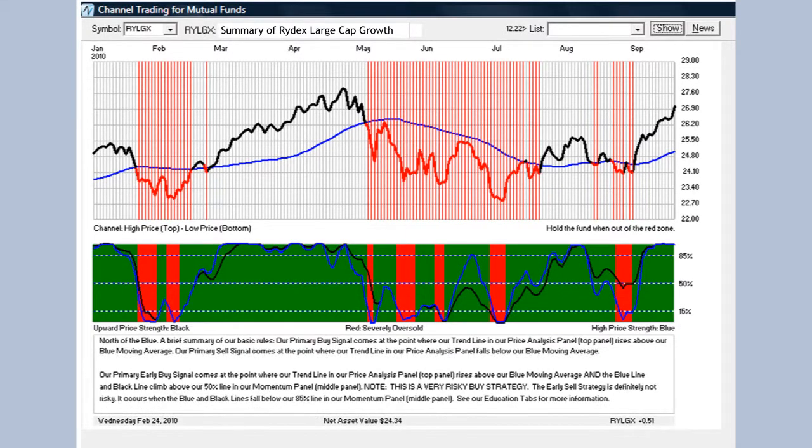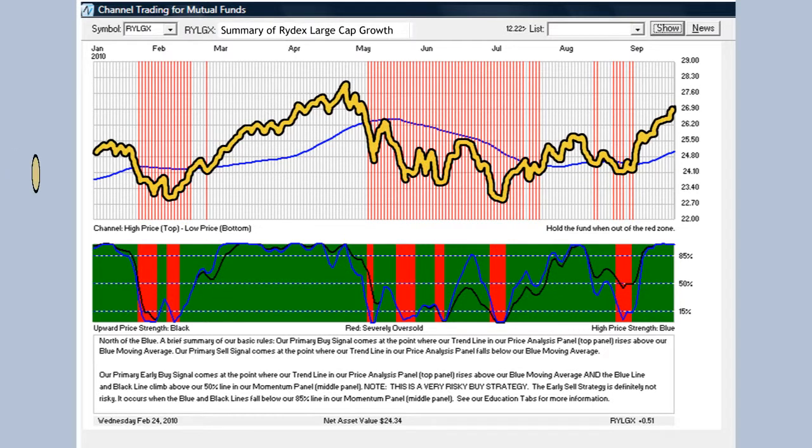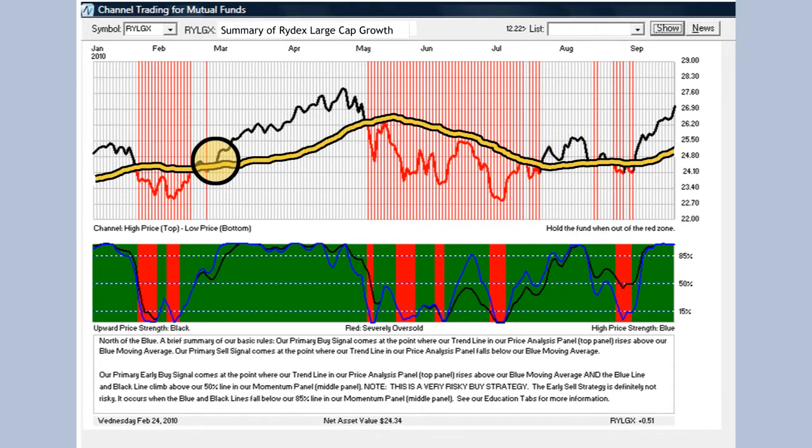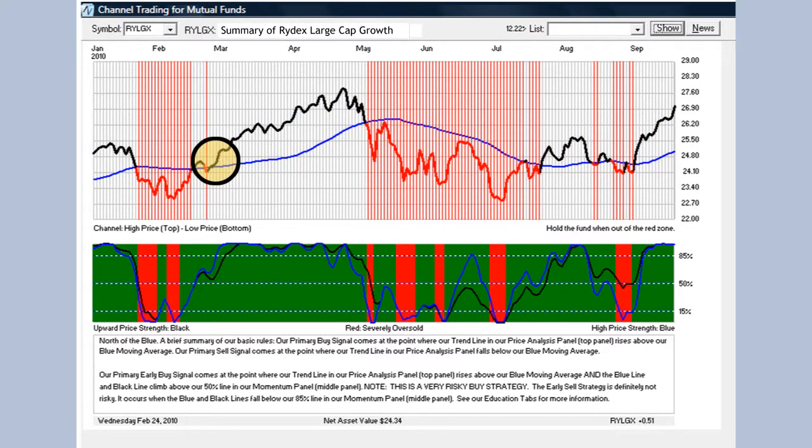Looking at the RIDEX Large Cap Growth Fund, we find the black price line has crossed the blue moving average line in an upward direction on February 24th, 2010. Note the position of the highlighted area. The price of the fund at that point was $24.34. Note the position of the highlighted area.